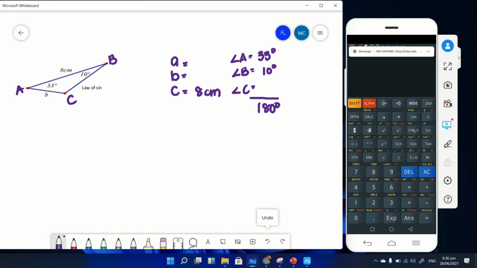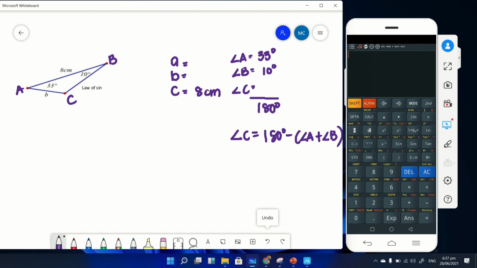Okay, so again, the sum of the interior angles of a triangle or any triangle is equal to 180 degrees. So to solve for angle C, we will simply add these two angles and then subtract it from 180 degrees. So that is 180 degrees minus the sum of angle A plus angle B.